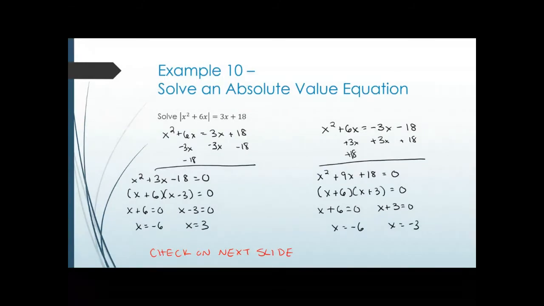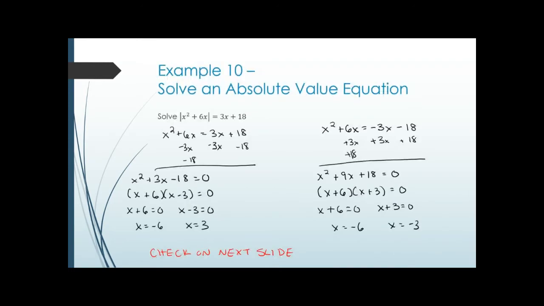So since we got x equals negative 6 twice, we only really need to check it once. So we're going to be checking 3, negative 3, and negative 6. So I'm going to move to the next slide and rewrite. We had x squared plus 6x equals 3x plus 18. And so let's first check x equals negative 6 to see if that works out.